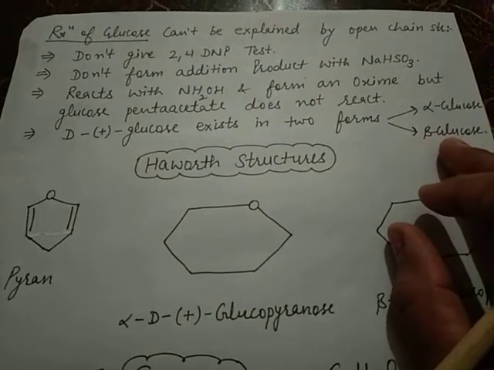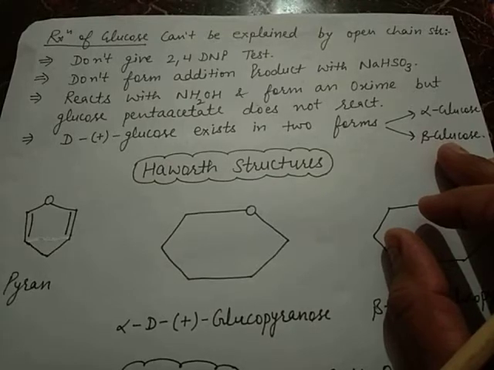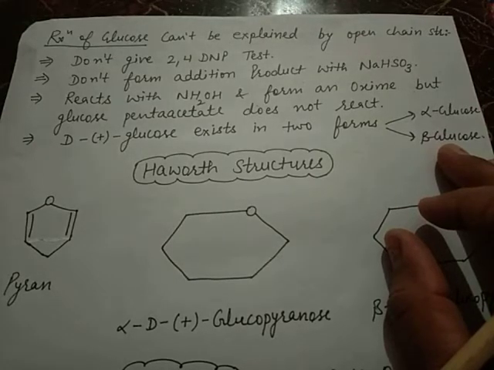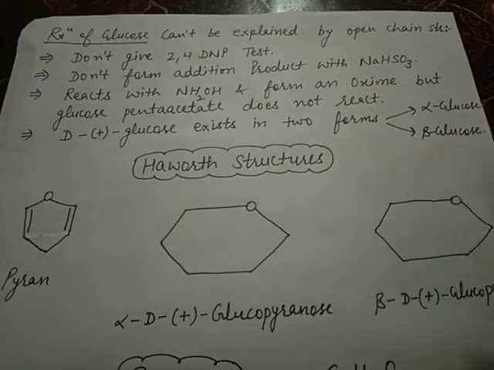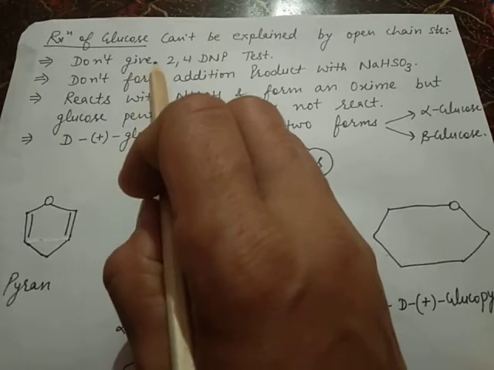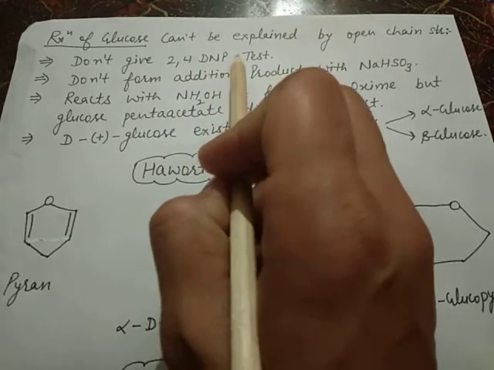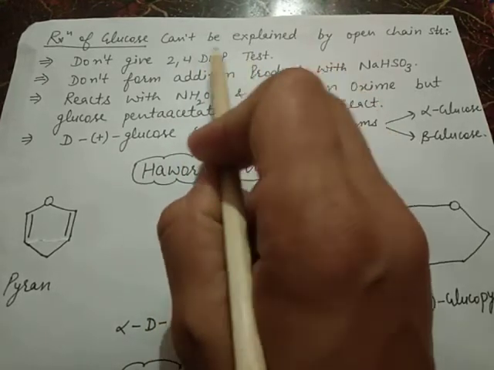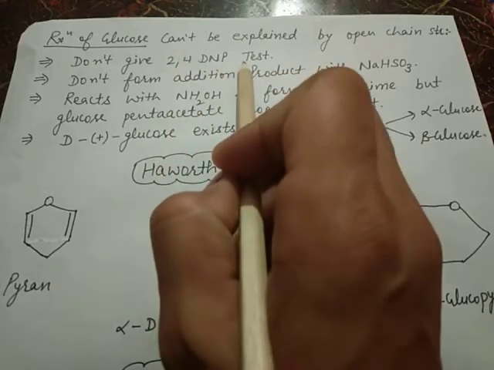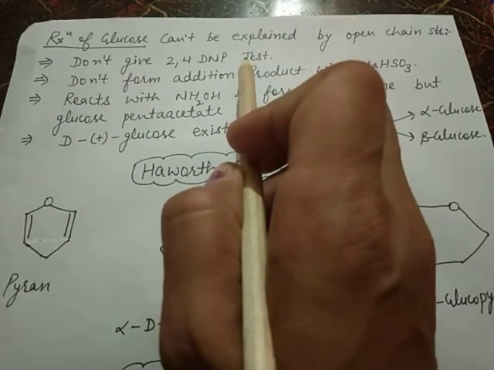Now the next topic is the reactions of glucose. Some of the reactions of glucose cannot be explained by the open chain structure, but are explained by the cyclic structure. First of all, glucose doesn't give the 2,4-DNP test. DNP means dinitrophenylhydrazine. This is the test for a carbonyl group, C=O, which is present in aldehydes or ketones.